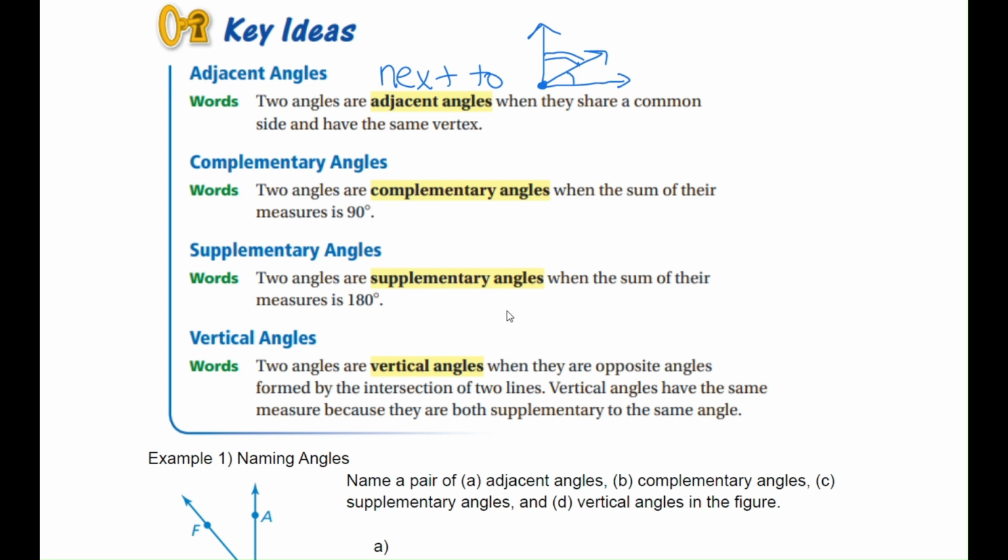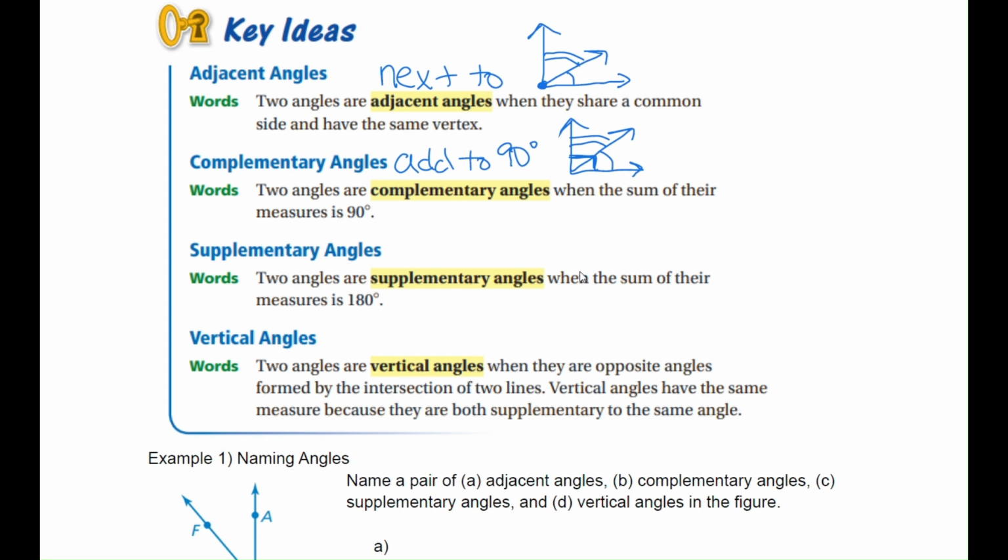If we are looking for complementary angles, those are two angles whose sum is 90 degrees. That means they add to be 90 degrees. Basically, they make a right angle together. So just like before, we have this angle and this angle here. Together, they add to make this right angle here, and we can tell it's a right angle because we have that square there.